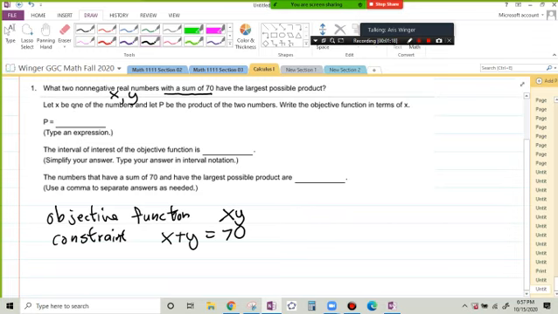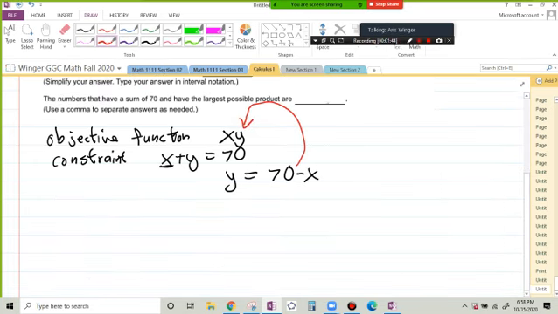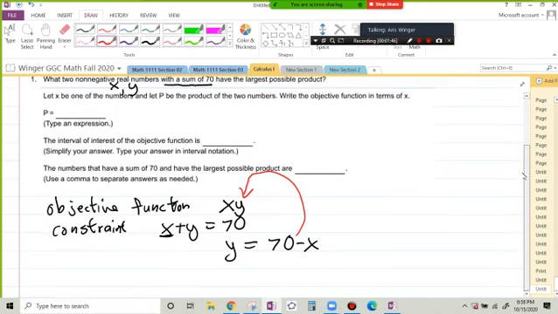Let's take a look here. Oh, they told us, let x be one of the numbers and let p be the product of the two numbers. Write the objective function in terms of x. And so you want to write it in terms of x; we would say y is equal to 70 minus x. And then we would go up here and plug that in for y. The objective function p is then p equals x times y, which is x times 70 minus x.